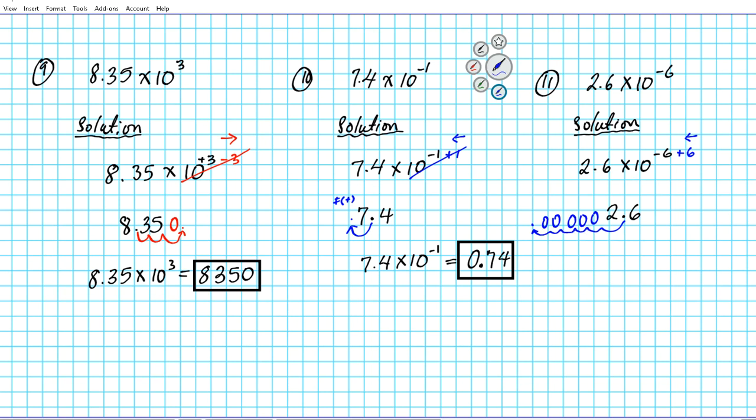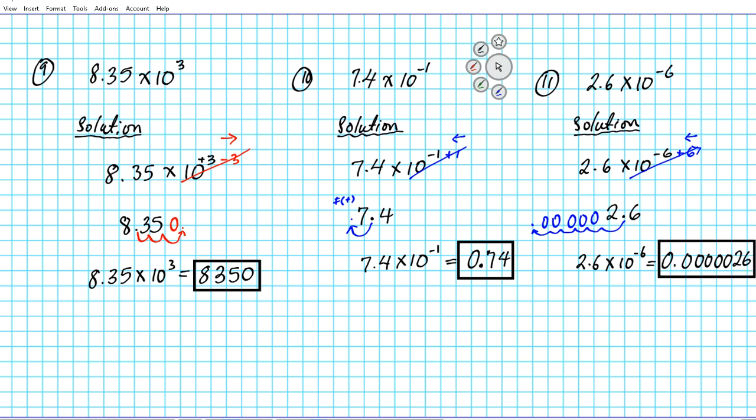There you have it. So that will get rid of this 10 to the power of negative 6 component that we have there. Okay, so 2.6 times 10 raised to the negative 6 is the same thing as 0 point, how many zeros do we have? 1, 2, 3, 4, 5, 2, 6. And that, ladies and gentlemen, is the answer to question number 11.